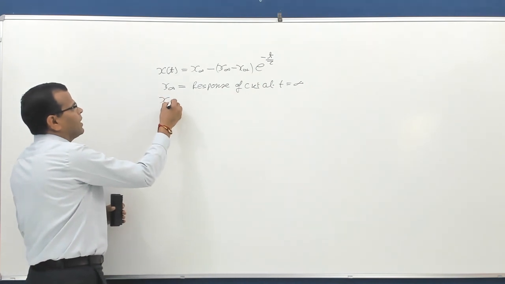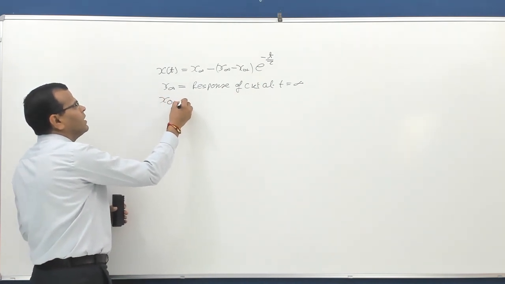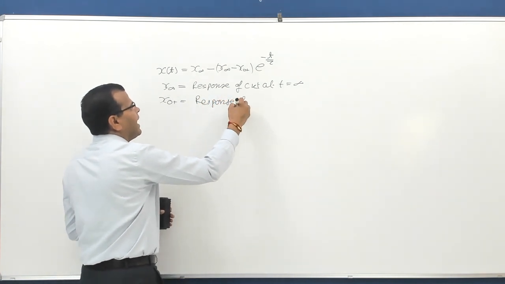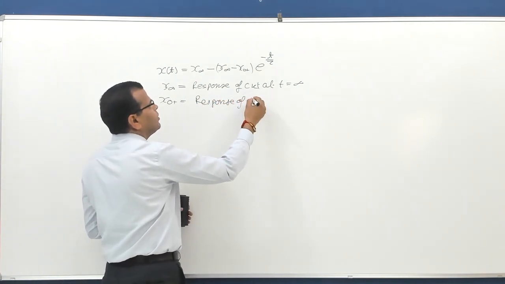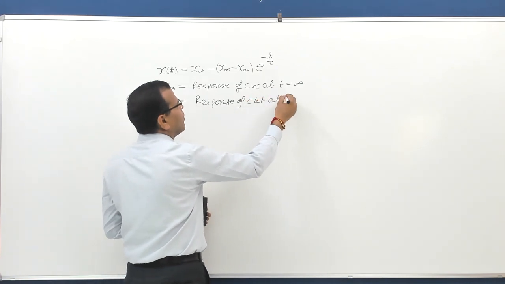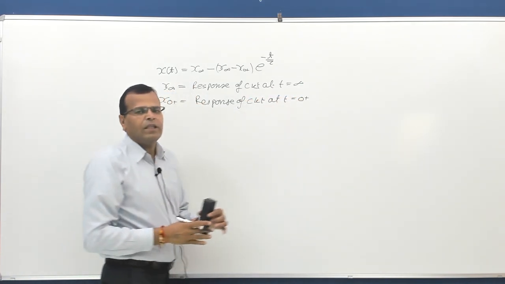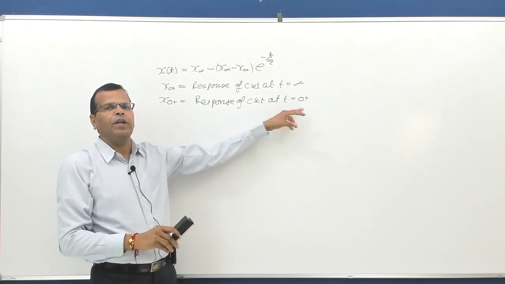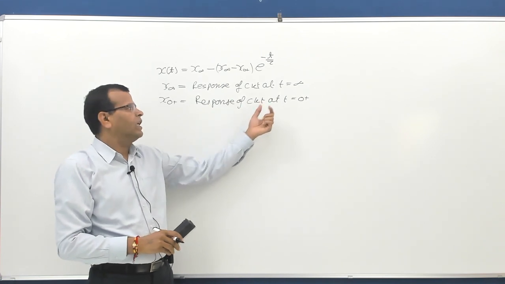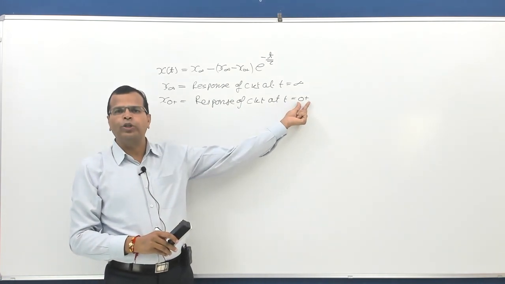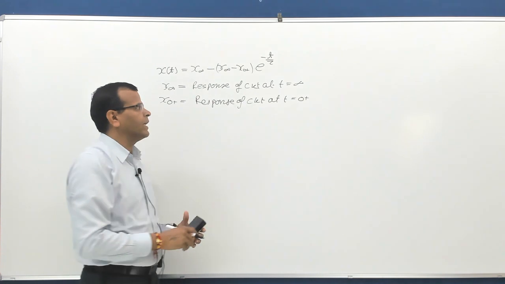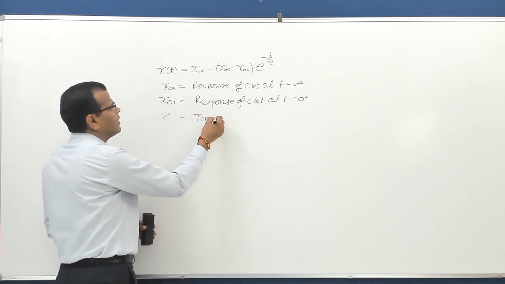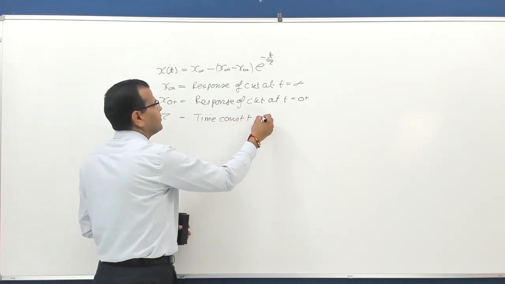Then x(0+). x(0+) is basically the response of the circuit at t equal to 0 plus. This 0 plus means the instant just after the switching, when either you open the switch or close the switch, that is t equal to 0 plus. And tau is called the time constant of the circuit.